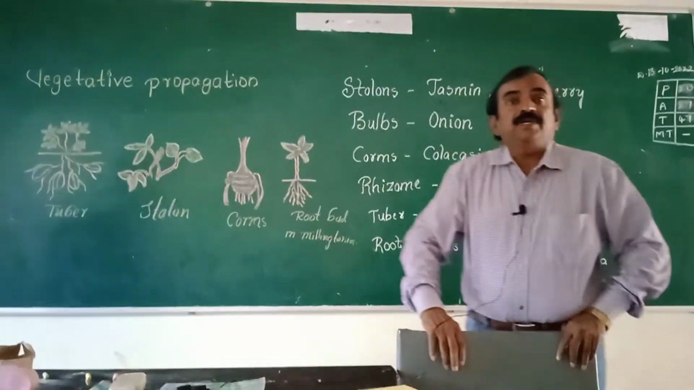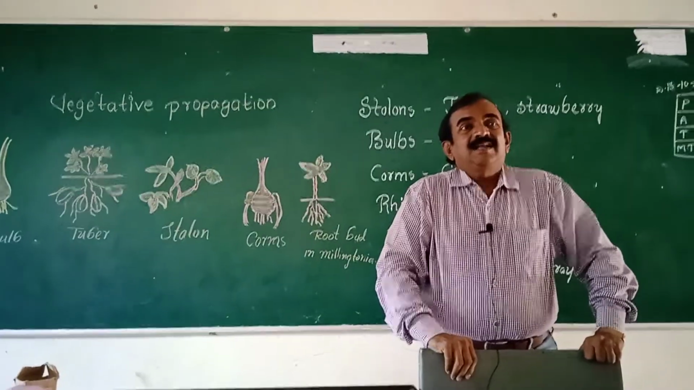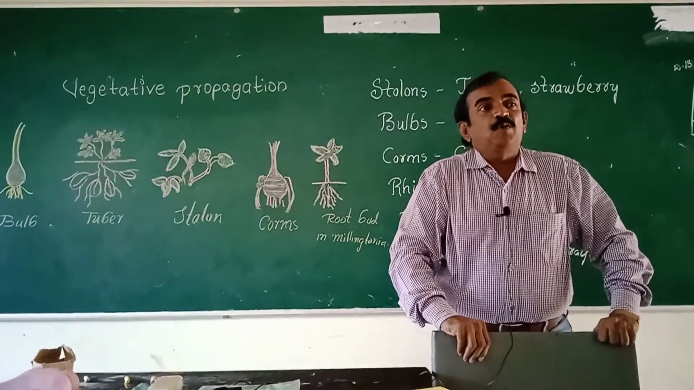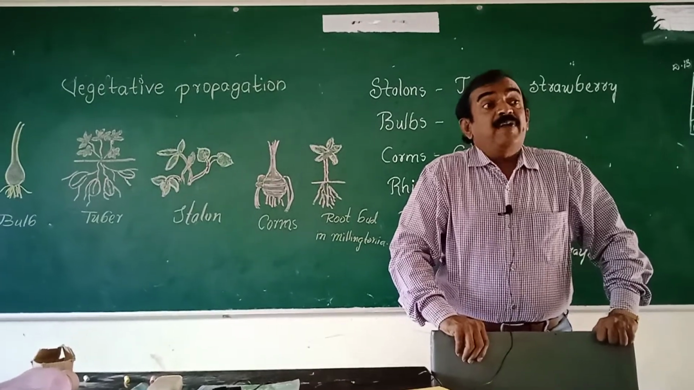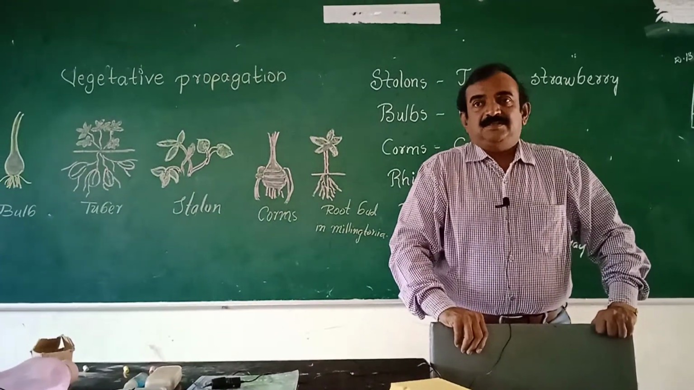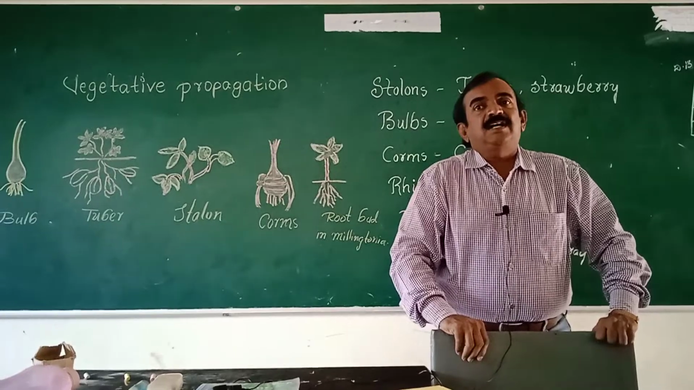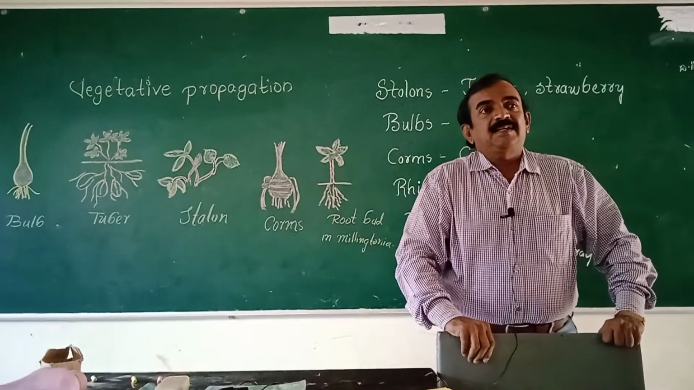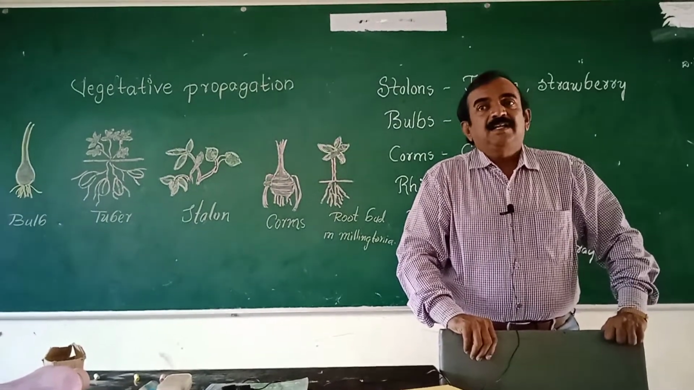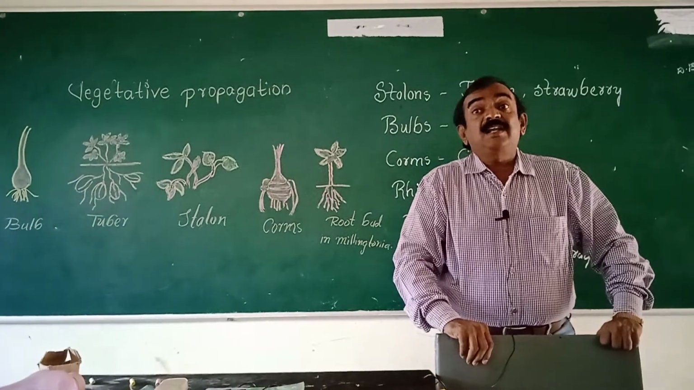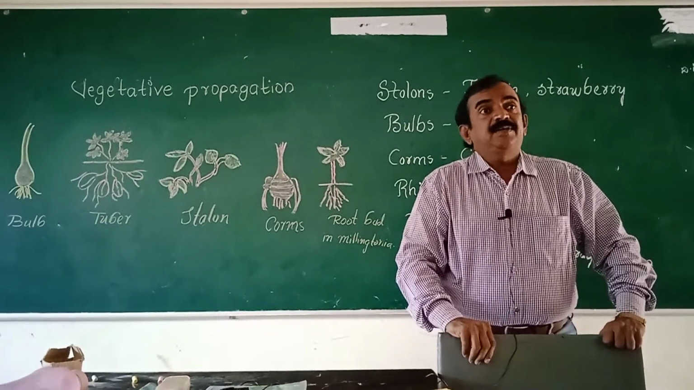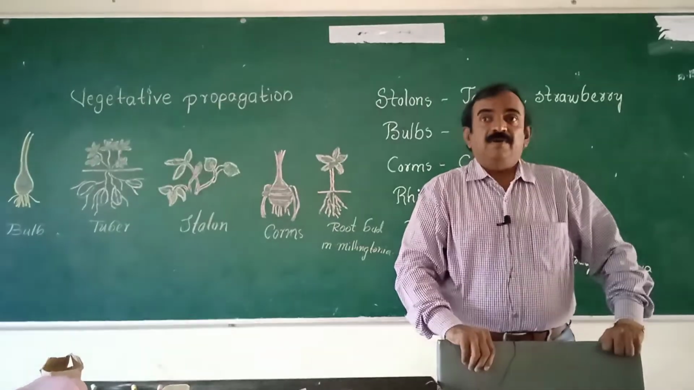Thank you. So all these are plants, and these plants are producing new plants from their vegetative parts, and that is called natural vegetative propagation. In case of plants, page number 118 and 119, unit 6, reproduction. Okay, thank you.